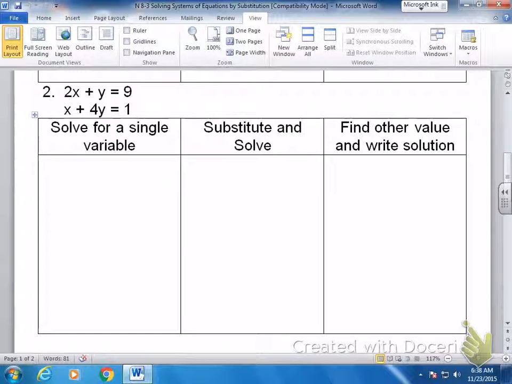Now, number 2, we have 2x plus y equals 9 and x plus 4y equals 1. This one, it doesn't have one that's solved for a variable, but if I look at the 2x plus y equals 9, it looks like it would be just a quick one step. So I'm going to go ahead and solve for y in this one. So I'm going to go ahead and rewrite my equation. 2x plus y equals 9. And now the only thing I have to do to get y by itself is subtract my 2x from both sides.